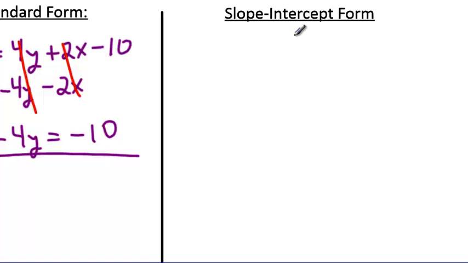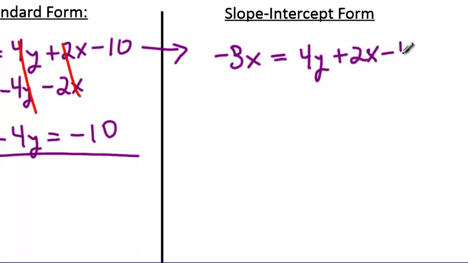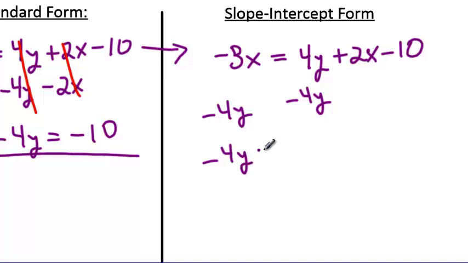Notice that a and b are both integers. Slope-intercept form, I'm going to start out with this right here. So I have -3x equals 4y plus 2x minus 10. And then slope-intercept form says that I want the y term by itself on the left, and then that equals something x, and then a number. So I'm going to subtract 4y from both sides to get the y over on the left side. And so I have -4y minus 3x equals 2x minus 10.